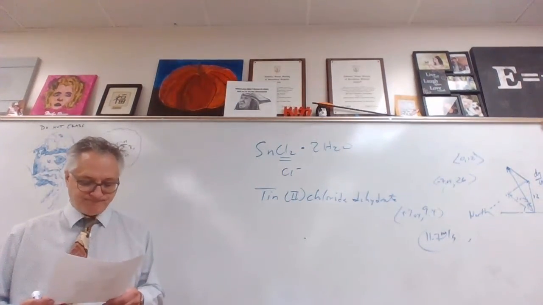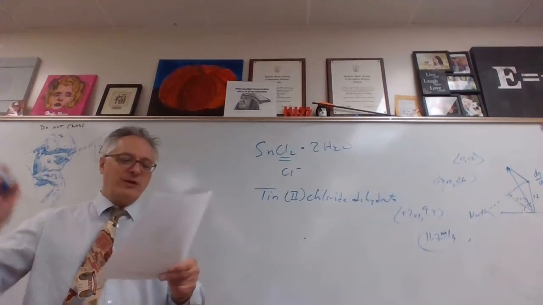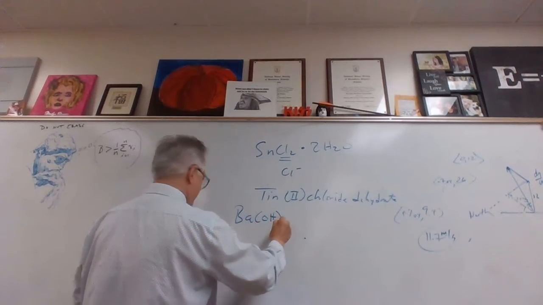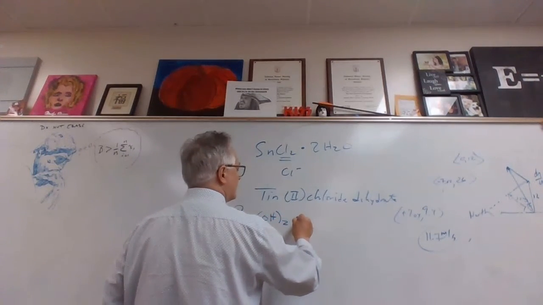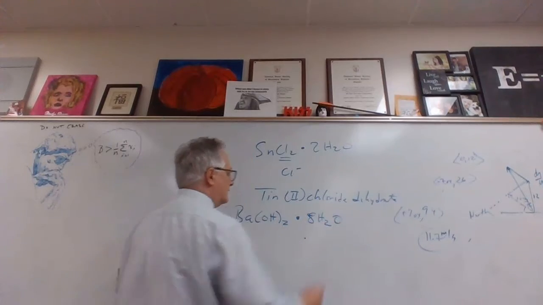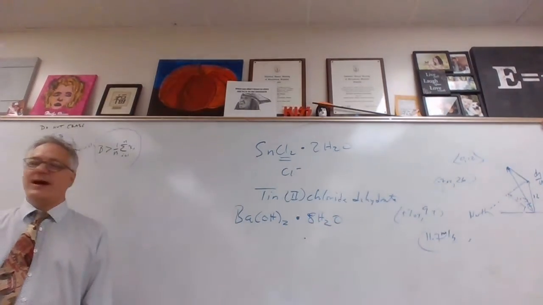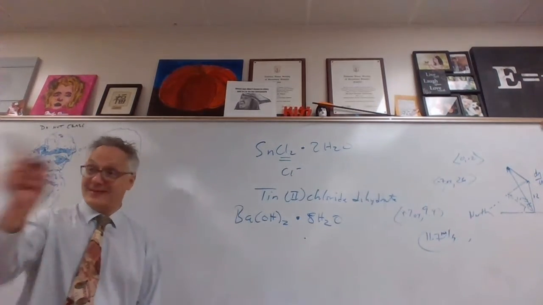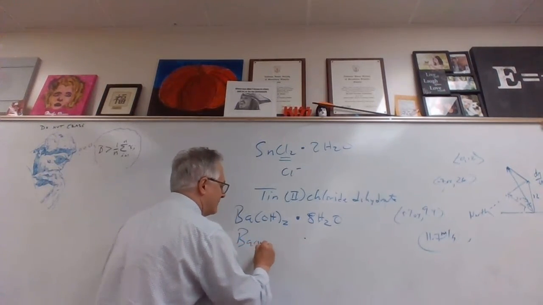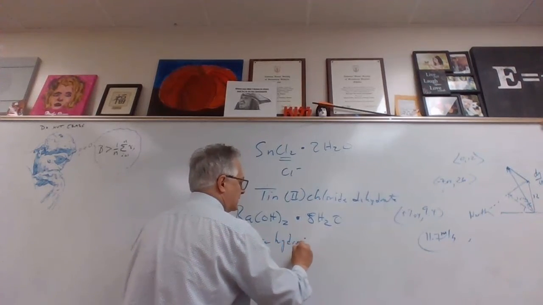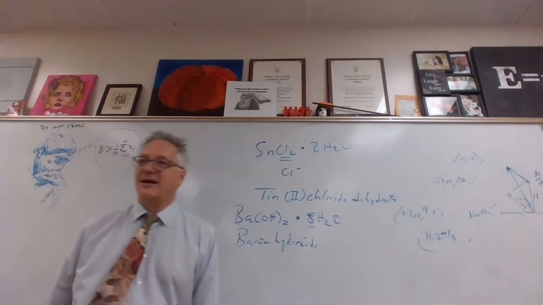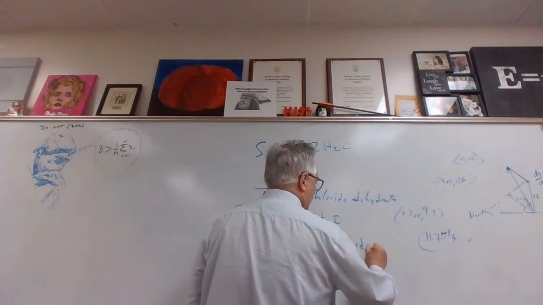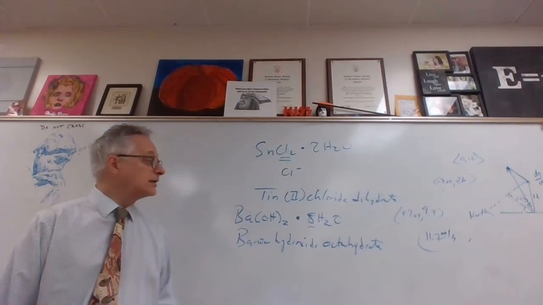All right. And here's one. Why don't you guys tell me what it's called? I'll write it up here. See if you can figure it out. What do you think, Wyatt? What's Ba(OH)2? Barium hydroxide. Yeah, barium hydroxide. You got it. All right, barium hydroxide octahydrate.